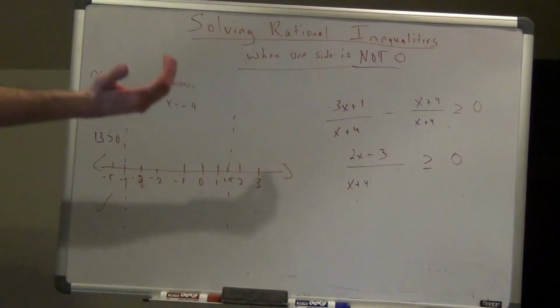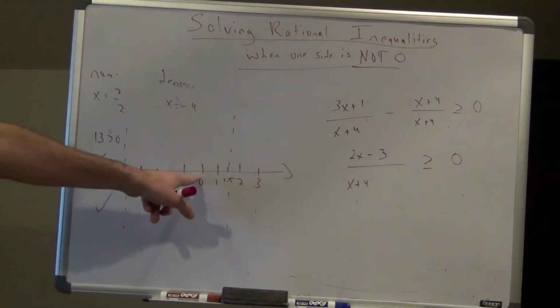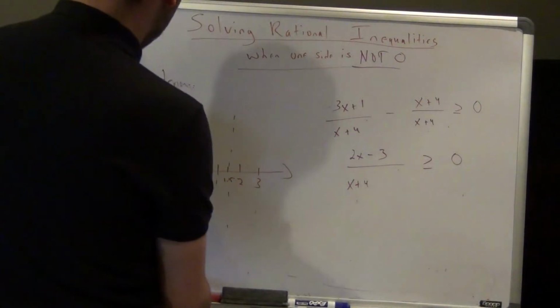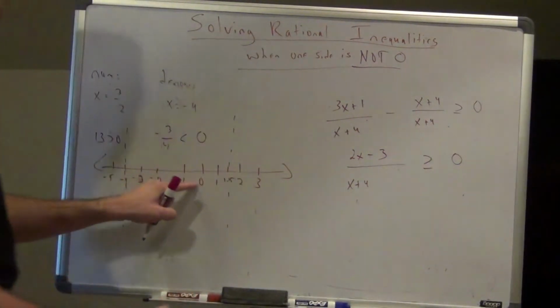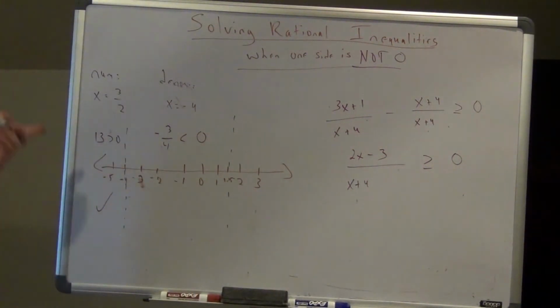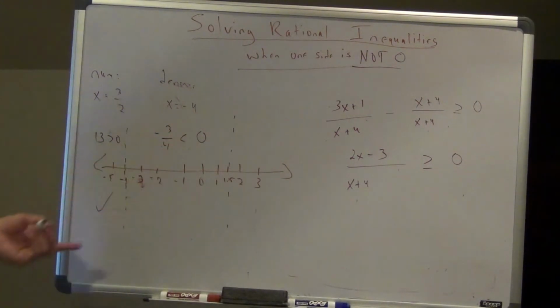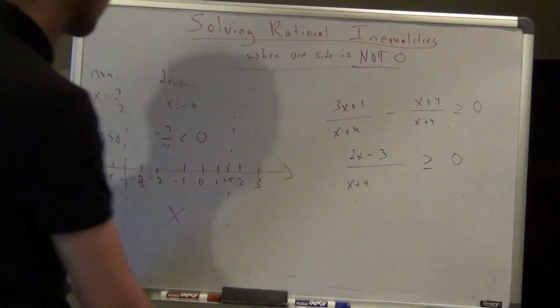So negative 4, everything less than negative 4 is going to work. Okay, good. If I plug in the middle here, if I just plug in 0, it's always easy. I'm going to get negative 3/4, which is less than 0. So I just plugged in 0 here, and that's not going to work, so this interval doesn't work.